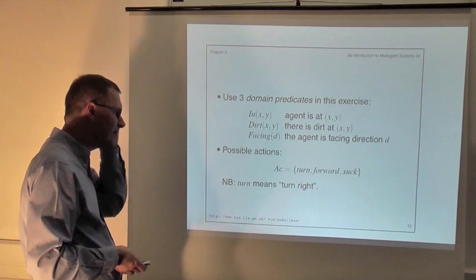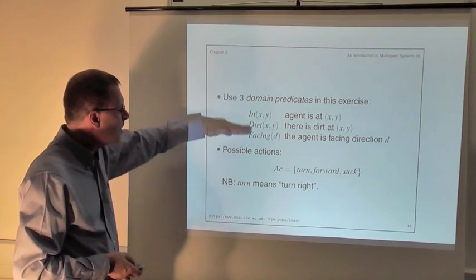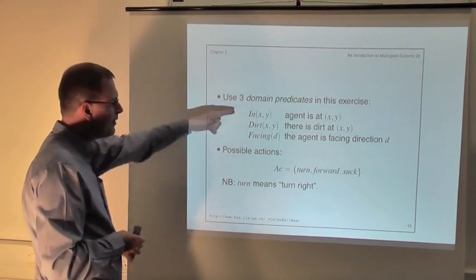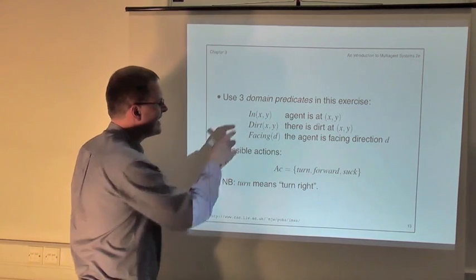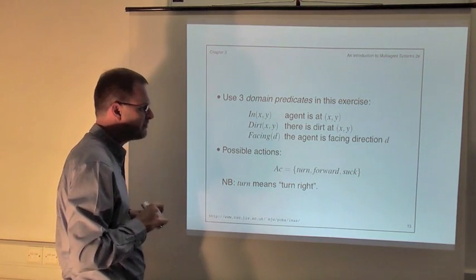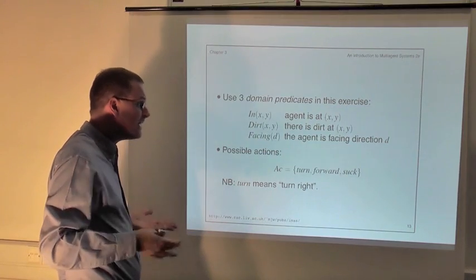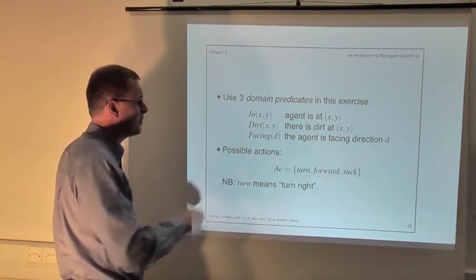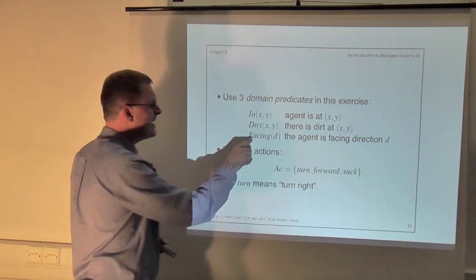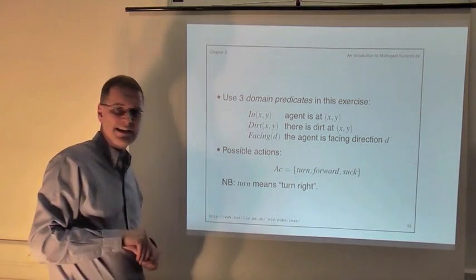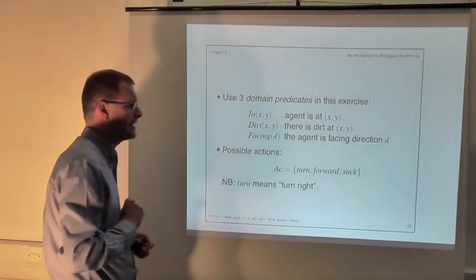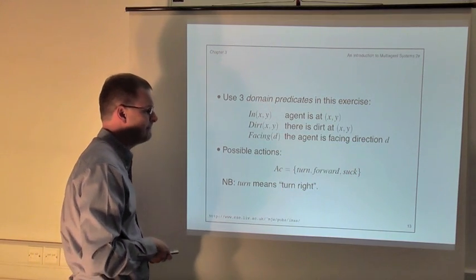So how might we build such an agent? Well, the first thing is, what does the internal model look like? Well, there are a number of choices that we could make, but we're going to use this particular representation. We're going to use predicates in xy to mean that the location of the agent is currently xy. It currently believes it's at location xy. Dirt xy means there is currently dirt at location xy, and facing D, where D is north, south, east or west, means that the agent is currently facing direction D.